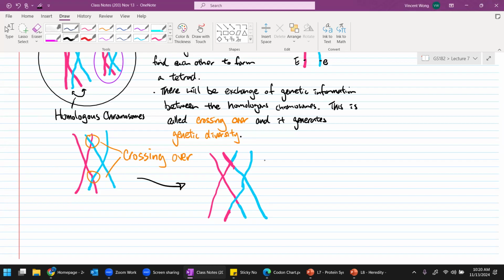One last question. Do you think there will be crossing over between this one and this one? The red and the red? No, right? Because there is no point. The red and the red, remember, they're sister chromatids, and sister chromatids are identical to each other. So even if you switch them, you're just going to end up having the same thing. It's not going to create genetic variation.